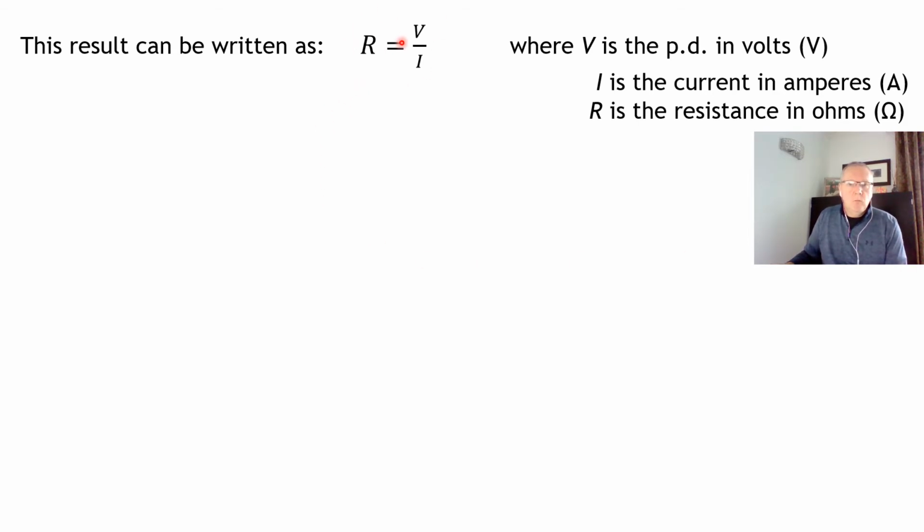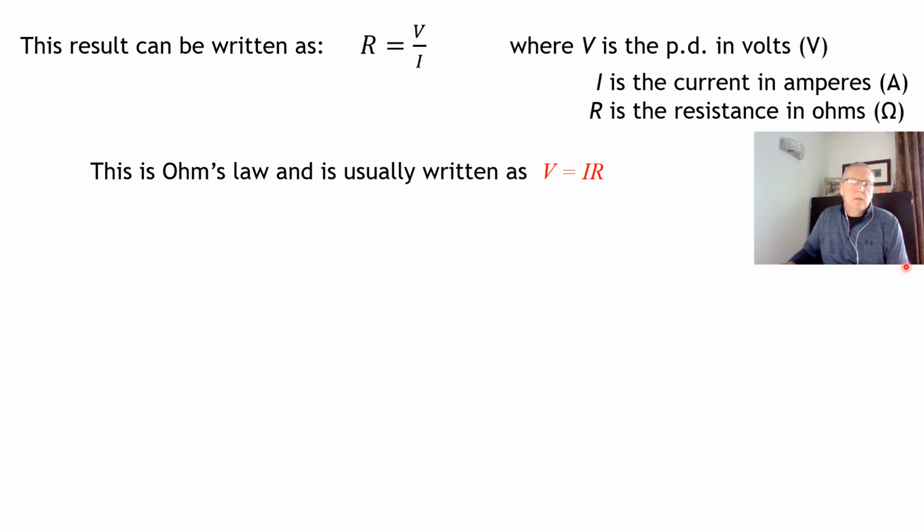So we can rewrite that as a mathematical equation: resistance, which is capital R and is measured in ohms, equals the voltage or potential difference in volts divided by the current in amps. That is a version of what we would call Ohm's law. V is the potential difference in volts, I is the current in amps, and R is the resistance in ohms. Ohm's law is usually written as V equals IR. That's the way it will show up on your formula sheet during any exam.